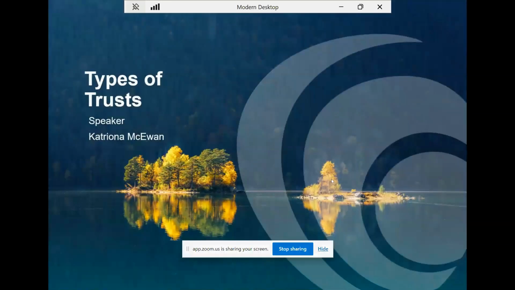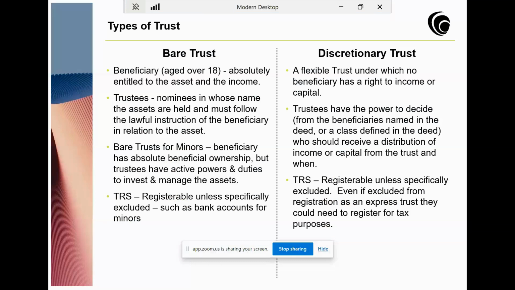Okay, so types of trusts. Starting off, we have the bare trust. Bare trusts are relatively straightforward. Essentially, the beneficiary, when they're over 18, is absolutely entitled to the asset. They can tell the trustees what they have to do with it, as long as it's a lawful instruction, the trustees have to follow that instruction. The only difference is if the beneficiary is a minor, the trustees have a little bit of discretion over managing the assets and making sure it's dealt with correctly until the beneficiary is over 18 years old.